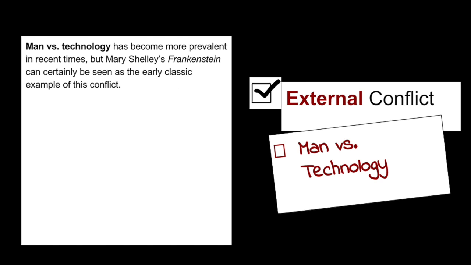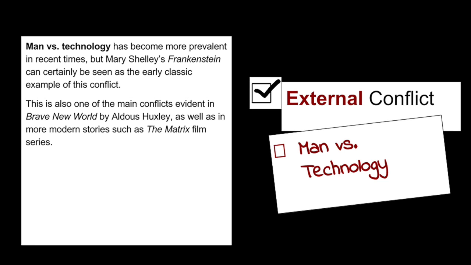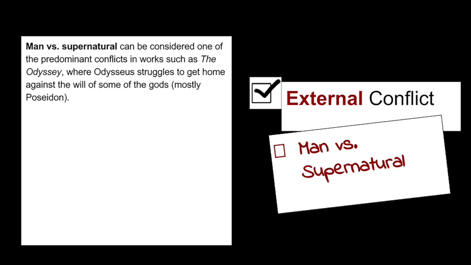Man versus technology has become more prevalent in recent times, but Mary Shelley's Frankenstein can certainly be seen as the early classic example of this conflict. This is also one of the main conflicts evident in Brave New World by Aldous Huxley, as well as in more modern stories such as the Matrix film series. Man versus the supernatural can be considered one of the predominant conflicts in works such as the Odyssey, where Odysseus struggles to get home against the will of some of the gods, mostly Poseidon.